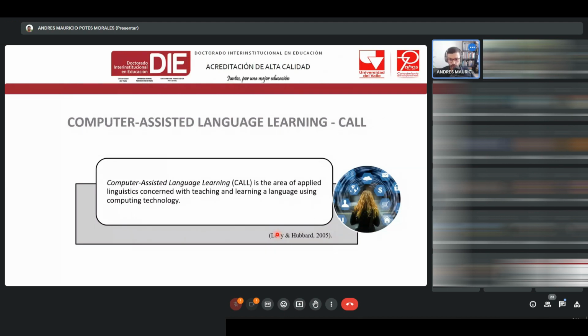Regarding CALL, which is the other theoretical concept addressed for this study, CALL is known as computer-assisted language learning, and is the area of applied linguistics concerned with teaching and learning a language using computing technology. It is a relevant field in language teaching that emerged since teaching languages enhanced by computers is distinctive as compared to teaching any other subject.